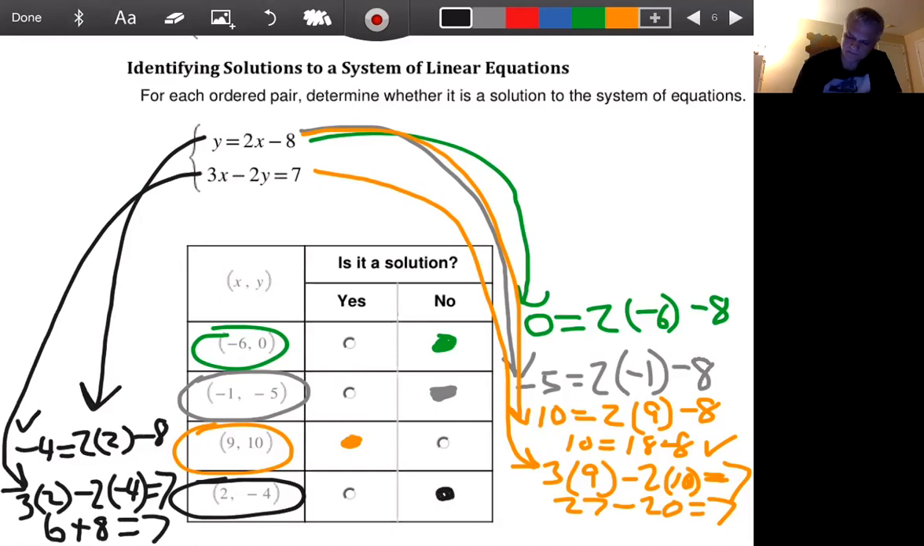Nope, it doesn't. So the last question is a nice one to look at because that was a point that was on the first line. It just was not a point that was on the second line. So therefore it's not a solution.